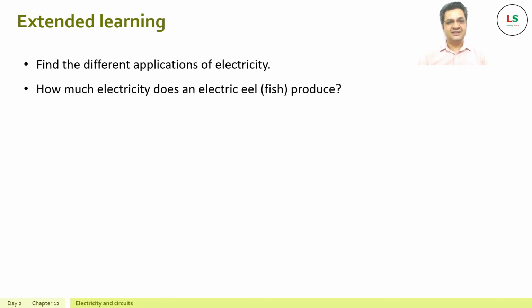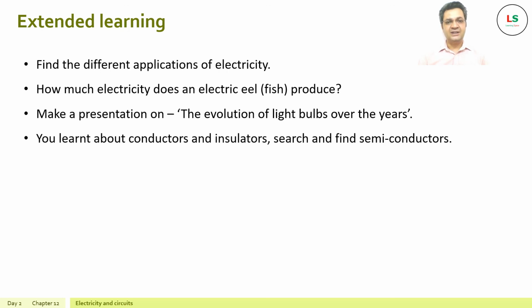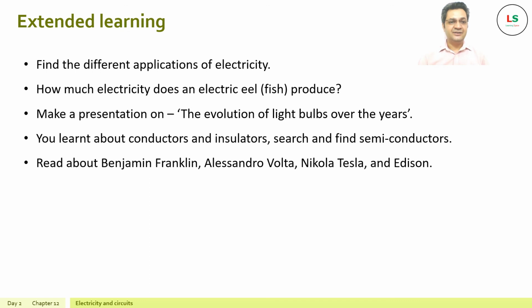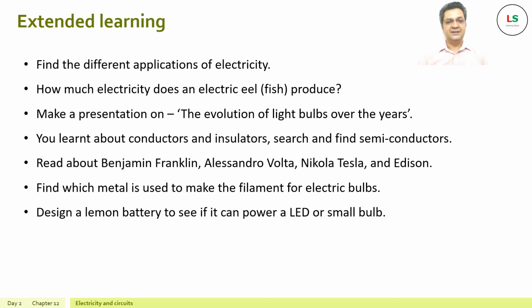As an extended learning to this chapter, find the different applications of electricity. How much electricity does an electric eel, which is a fish, produce? Make a presentation on the evolution of light bulbs over the years. You learned about conductors and insulators. Search and find semiconductors. Read about Benjamin Franklin, Alessandro Volta, Nikola Tesla, and Edison. Find which metal is used to make the filament for electric bulbs. Design a lemon battery to see if it can power a LED or small bulb.